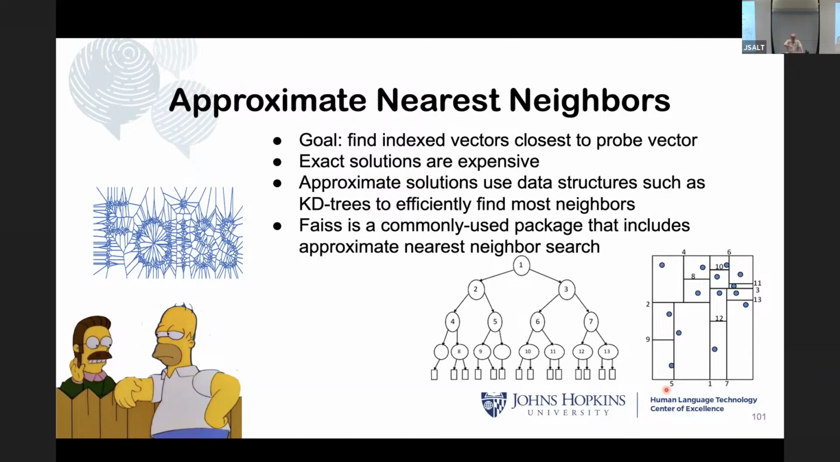So it's approximate because this isn't always right. You can have an area here, very close to an area here, and you have a vector here, and you're not going to find it because it's over here. So you can either look in several different areas, or you can just cross your fingers. It's approximate, but it typically works pretty well. And as I said, FAISS, F-A-I-S-S, is a commonly used package to do that.